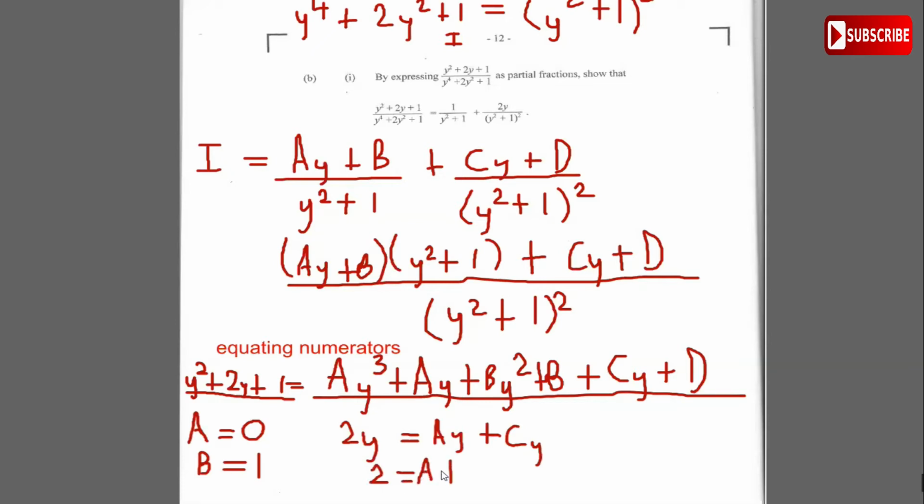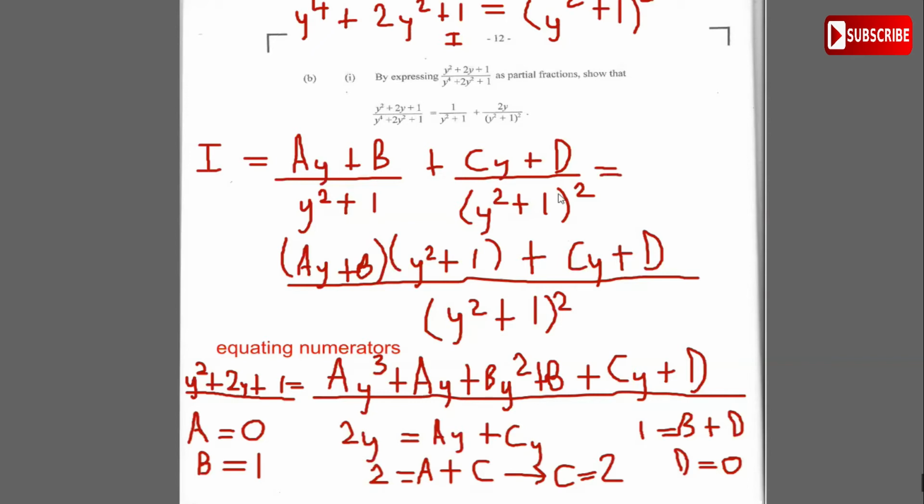But what do we know? We know that a equals 0. So that's telling us that c equals 2. And then equating our constants, we have 1 is equal to b plus d. Since b is 1, then d must be 0. So d is equal to 0. Now that d is equal to 0, we're good.